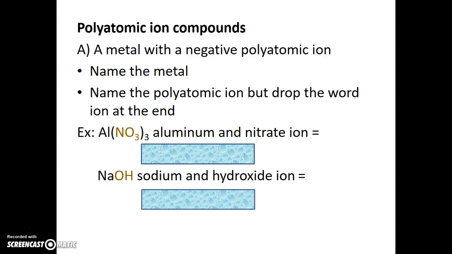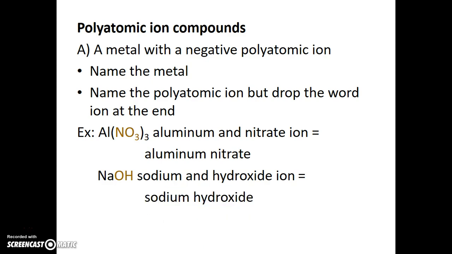For compounds containing polyatomic ions, again, the naming is pretty straightforward. First of all, you could have a metal from the periodic table paired with any of the negative polyatomic ions. So here, the first example, we have the metal aluminum paired with NO3, which is the nitrate ion. So it is simply named aluminum nitrate. In the second example, we have Na, which is sodium, paired with OH, which is the hydroxide ion. So that is simply named sodium hydroxide.